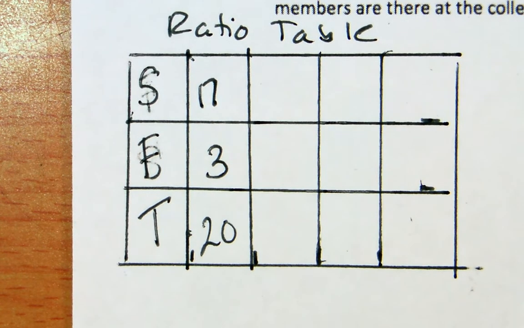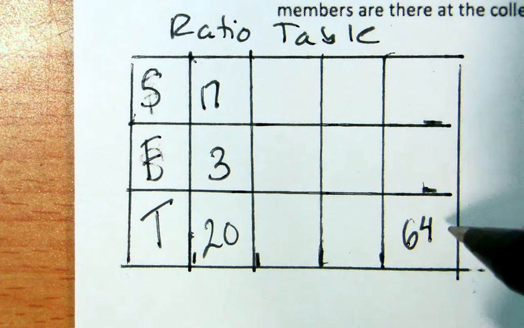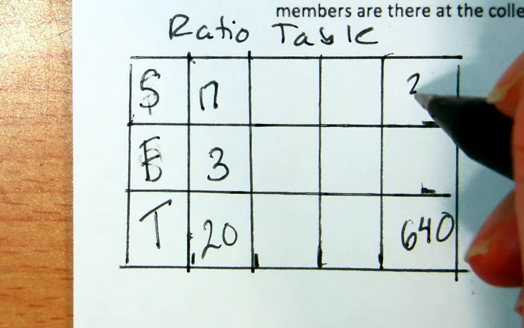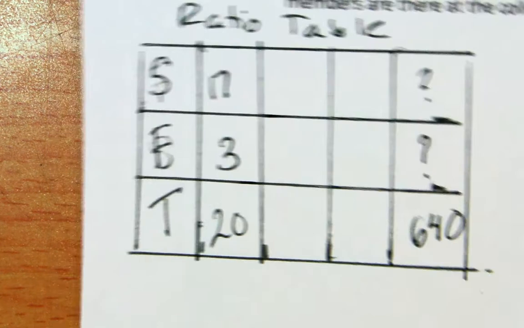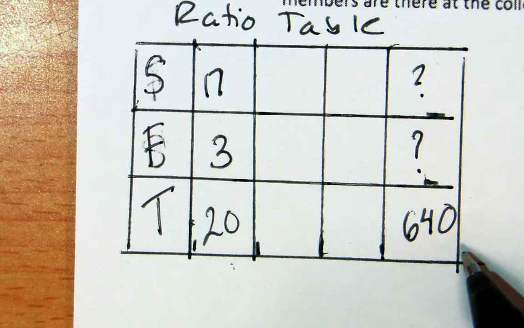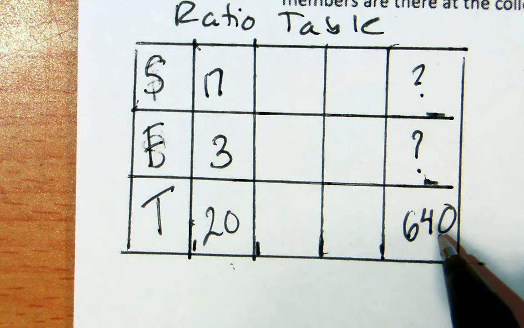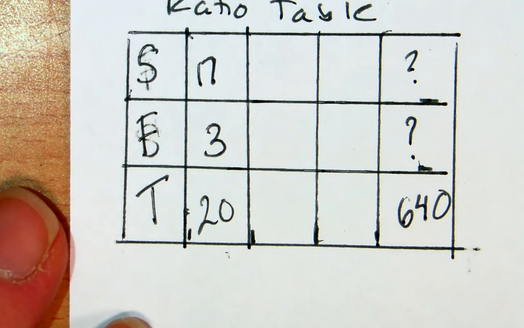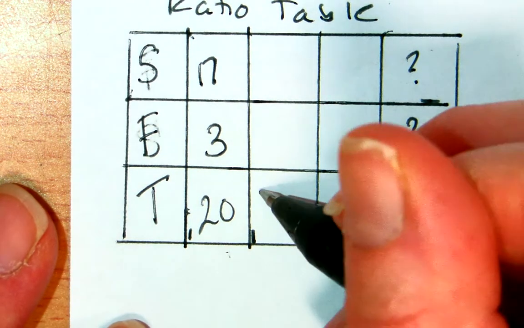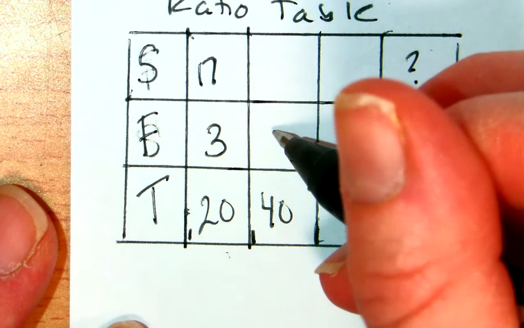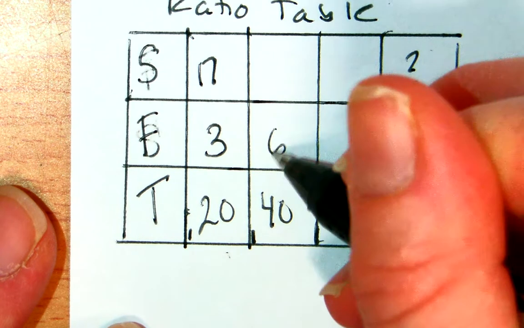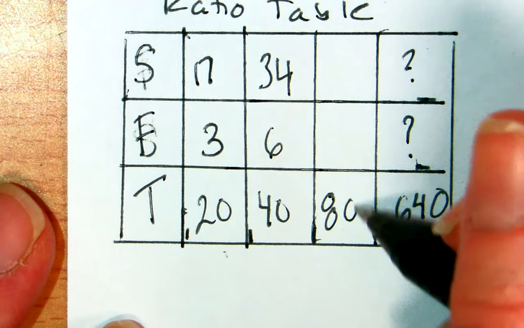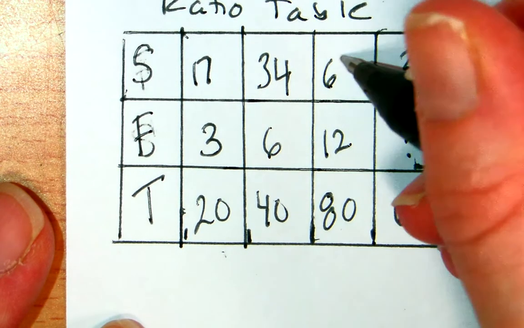And I want to know if there are 640 total students and faculty, what are these 2 things going to be? Now again, you can just skip right from 20 to 640 and figure out what do I need to multiply 20 by to get 640 and then multiply everything else by that. That's fine. Or you can do some intermediary steps, okay? So I'm going to say, okay, well, let's just double everything first. And that gets us to 6 and 34, okay? And let me double that again. That gets me to 80, 12, and 68, okay?